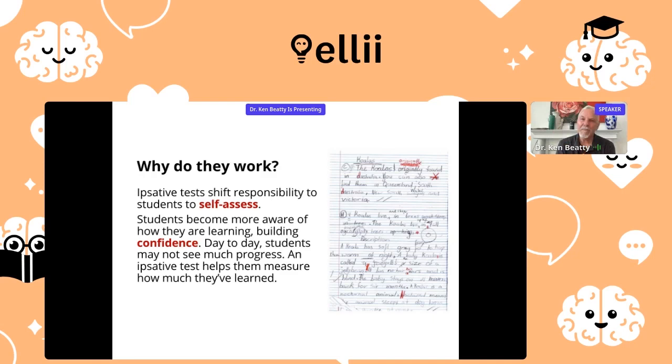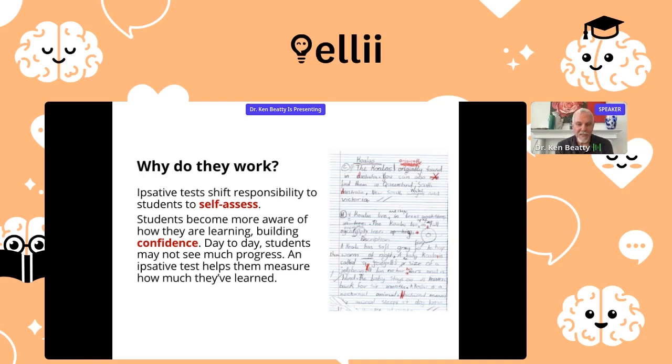And especially it's difficult if they're taking some of the standard tests because they think, oh, you know, I'm still a B2 student or something like that, or I'm still a B1 student. I haven't really progressed. But in fact, they have. They have made, you know, within the band, they have made movement. So that's good. It helps to build confidence. And so if you do this throughout the semester as well, you know, day to day, students may not see very much progress, but an Ipsative test helps them measure how much they have learned.